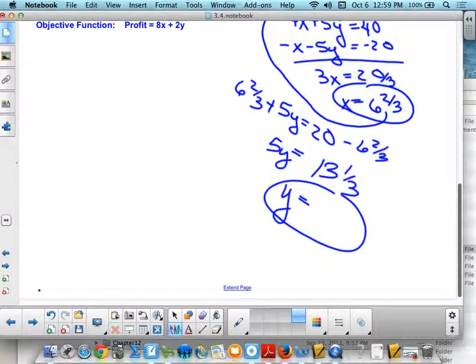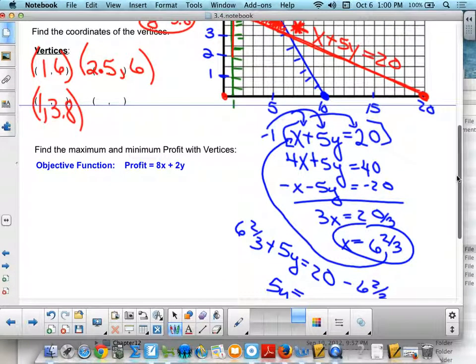Where do they intersect? 6 and 2/3, comma. That's not what we got last hour. We got 2 and 2/3. Try that again. You're doing it in your calculator, aren't you? Yeah, do it again. I think it's 2 and 2/3. 6 and 2/3, comma, 2 and 2/3. There it is. These are your vertices. These are the 4 possible maximums or minimums.